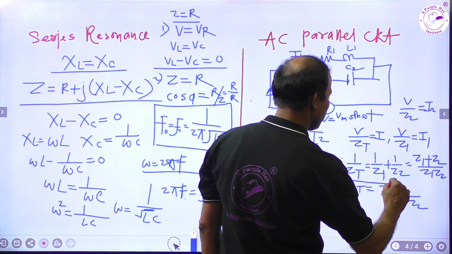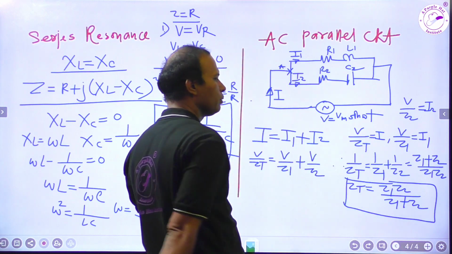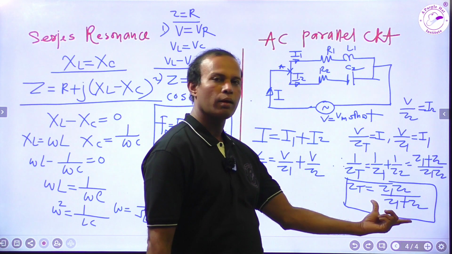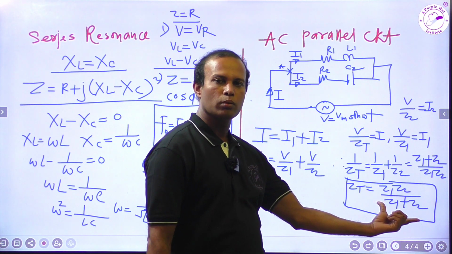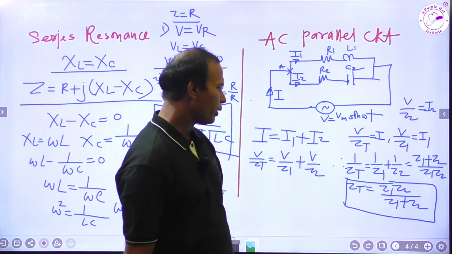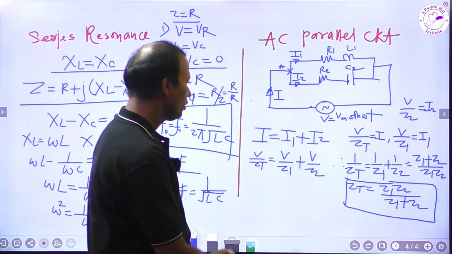This is the equivalent impedance in a parallel circuit. We multiply the two impedances and divide by the sum of the two impedances. So in this way we can find the equivalent impedance for this kind of parallel circuit.